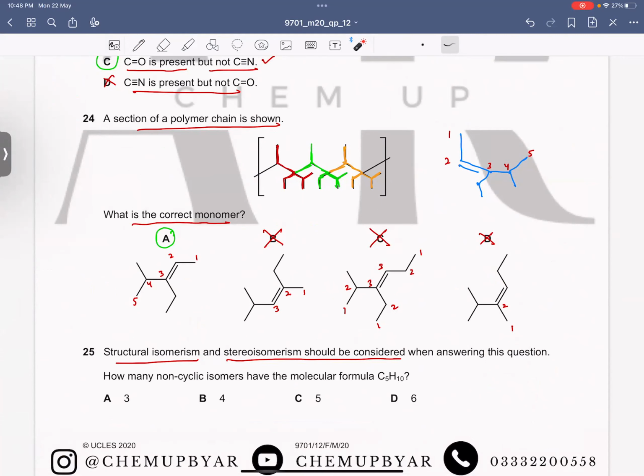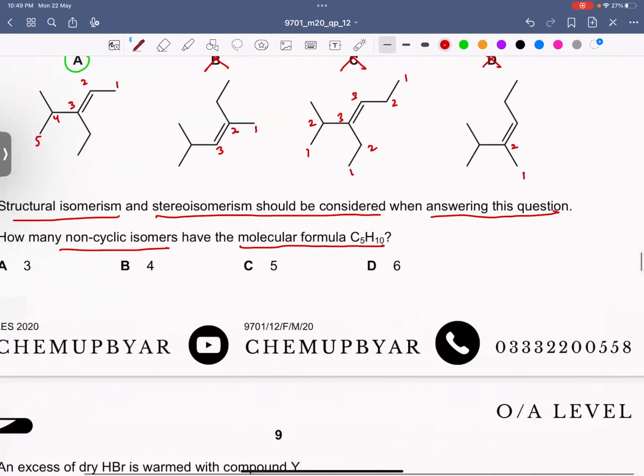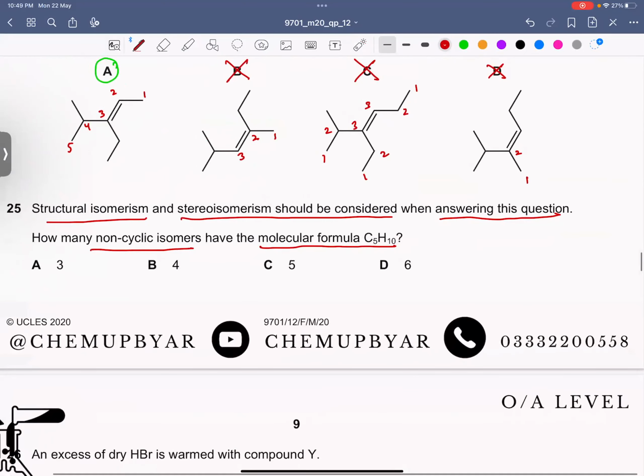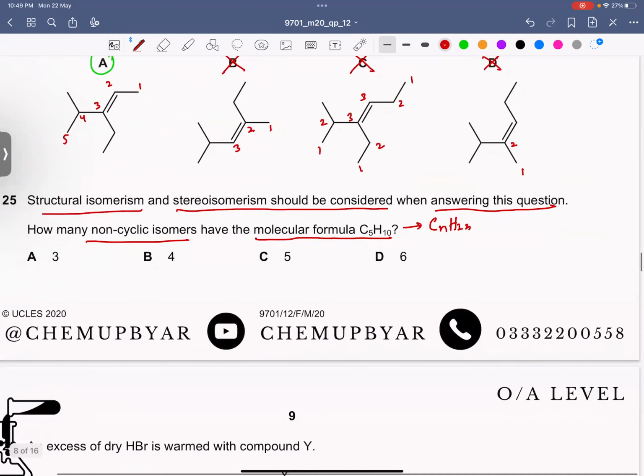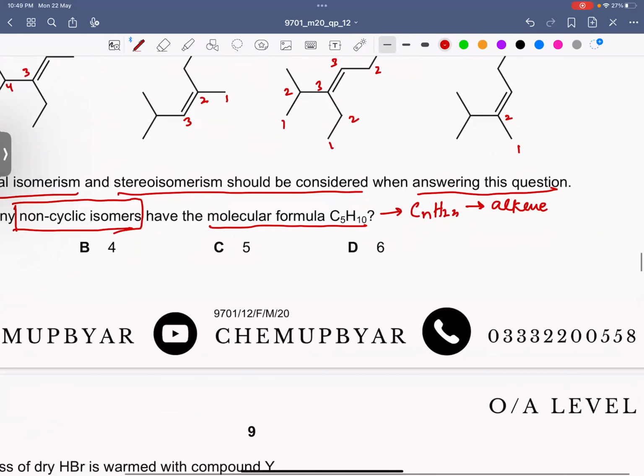Okay. Now, question number 25. The structural isomerism and the stereoisomerism should be considered when answering this question. How many non-cyclic isomers have the molecular formula C5H10? If you look at C5H10, its general formula would be CnH2n, and they have said non-cyclic, which means that all must be alkene. So it's easier if you work on the skeletal formula.